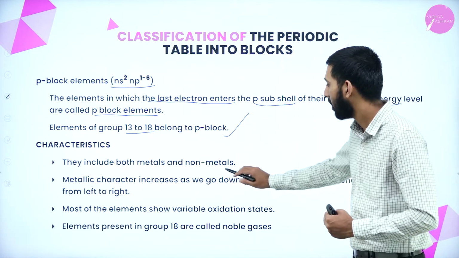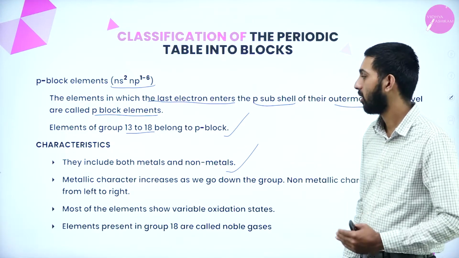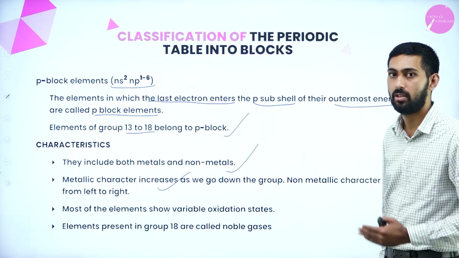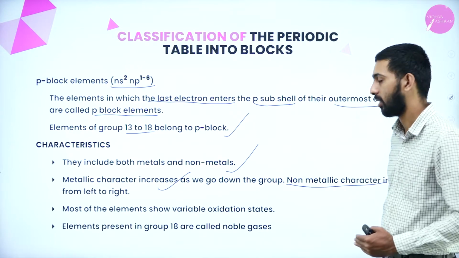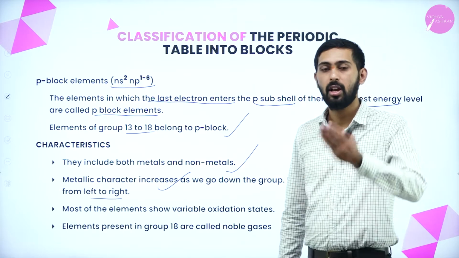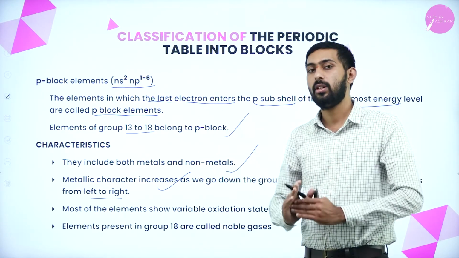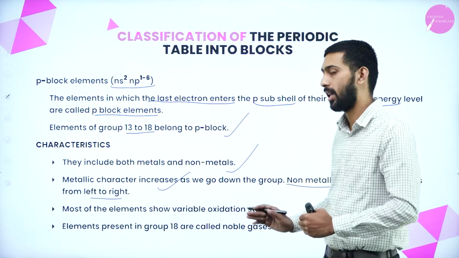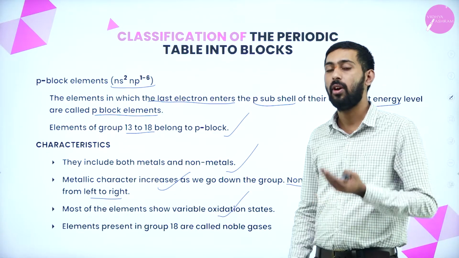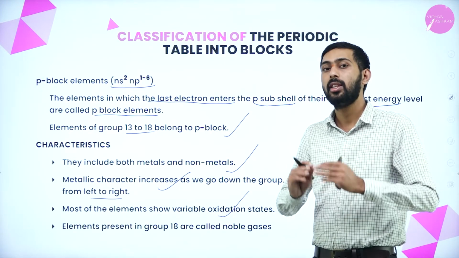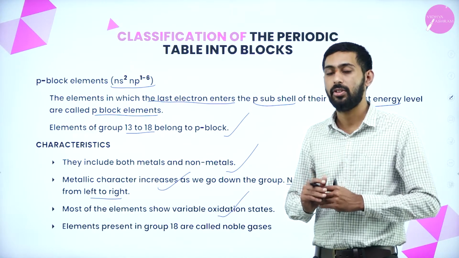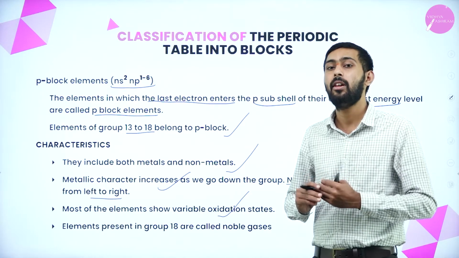Characteristics: they include both metals and non-metals. The metallic character increases as we move down the group. That is very important. Non-metallic character increases from left to right, from the left of the periodic table to the right. Most of the elements show variable oxidation states. Why do they show variable oxidation states? Because the elements have unpaired electrons. Only elements with a large number of unpaired electrons will show variable oxidation states.